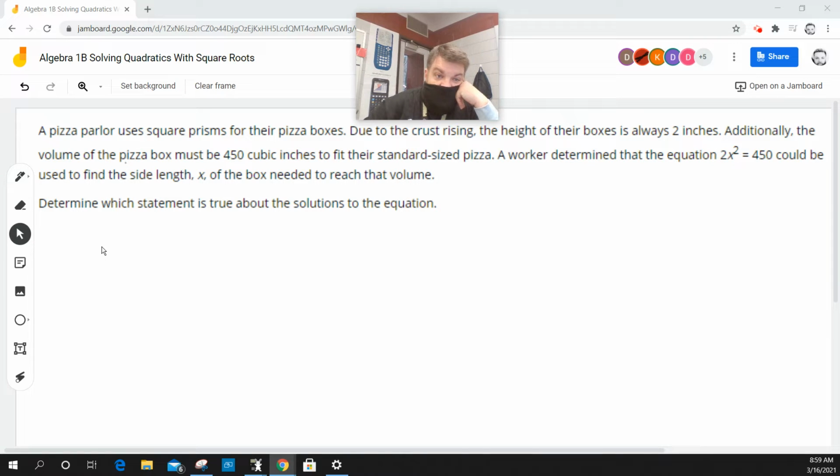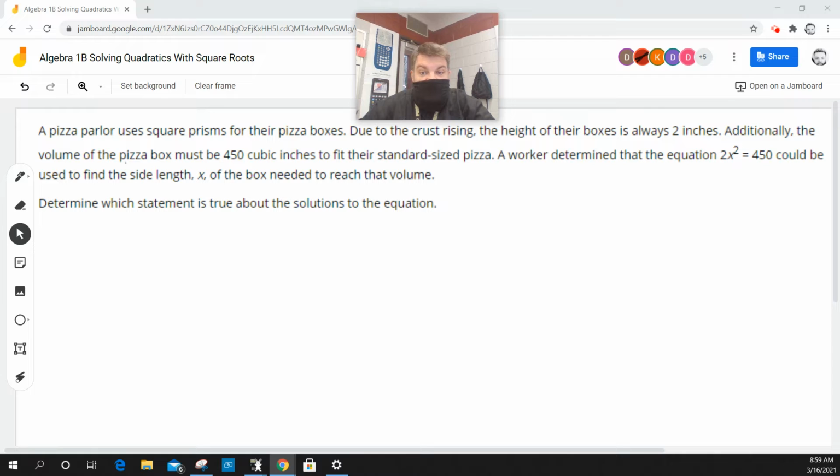So it says a pizza parlor uses square prisms for their pizza boxes. Due to the crust rising, the height of their boxes is always 2 inches. Additionally, the volume of the box must be 450 cubic inches to fit the size of their pizza.